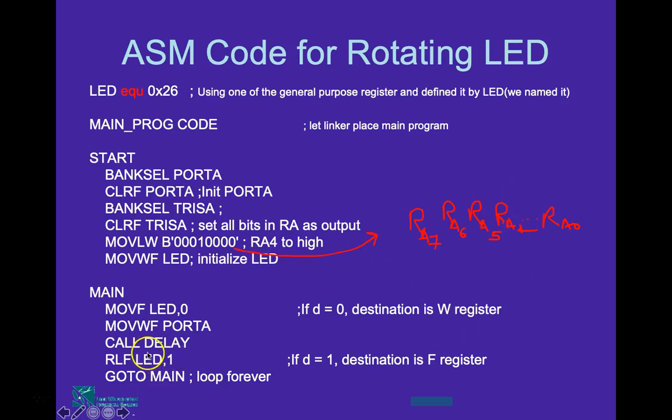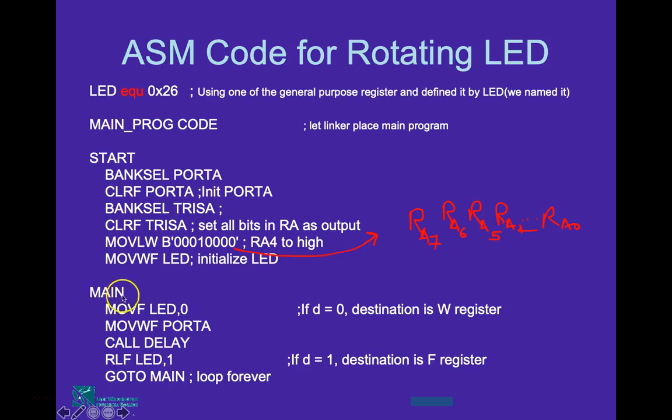Okay, so call for delay, and then the next thing we want is to rotate the LED, and that's why we have used this instruction: RLF, rotate left, LED comma 1. Now if you notice, we have used 1 here, which means we are trying to store the data in the file register. And what is our file register? The file register is this one, LED. In this LED we want to store the data; we rotated the bit and the data is stored here. And then again what will happen, go to the main.